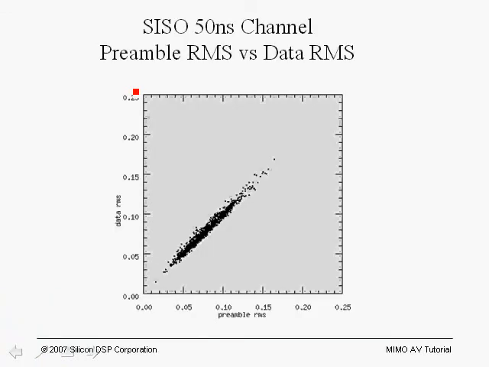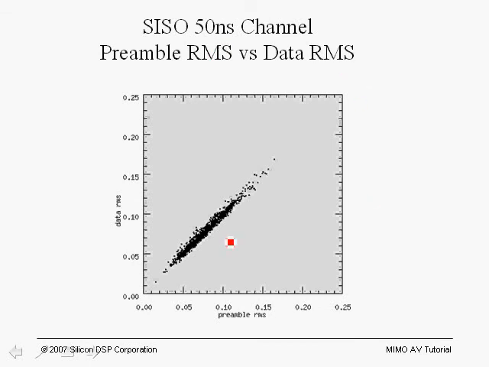performance. This is a very important plot here where we've done a number of simulations over thousands of channel realizations at 50 nanosecond RMS delay spread, in this case for a SISO system. We're using the 802.11a short preamble, and we are plotting on the x-axis the RMS value of the preamble, and on the y-axis we're plotting the RMS value for the data part of the 802.11a packet. The packet is being sent over a channel, as we mentioned, with a 50 nanosecond RMS delay spread.